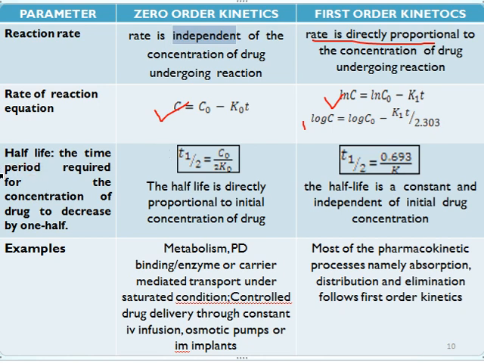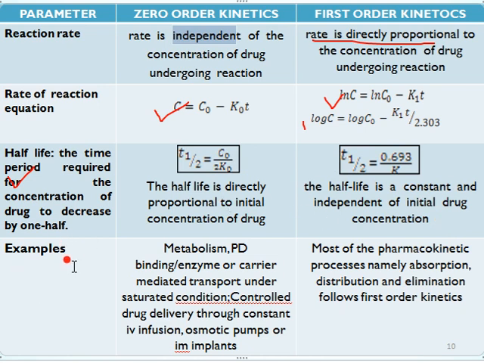Next difference is observed in the half-life value. What is half-life? Half-life is the time period required for the initial concentration of drug to reduce to 1/2. That means the half-life is directly proportional to the initial concentration of drug in case of zero order kinetics, whereas the half-life value is constant and it is independent of initial drug concentration in case of first order kinetics.